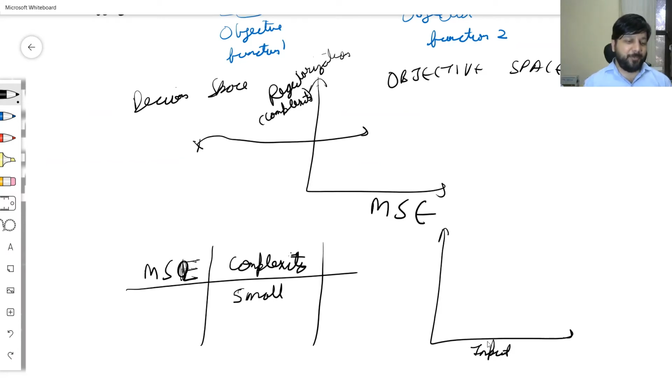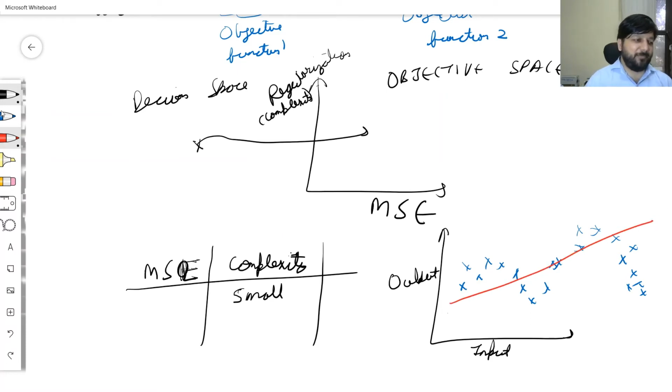Of course, you know what will happen. If this is my input to output and this is the natural training data, you can guess the shape. I took just one neuron, so the complexity was minimum, and it can potentially just regress it as a straight line, which means the mean square error will be extremely high. So when the complexity is small, the mean square error is extremely high.